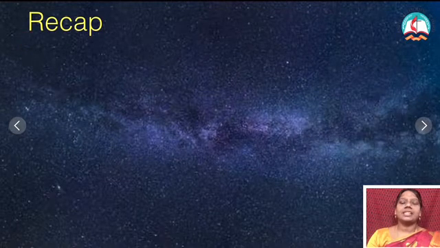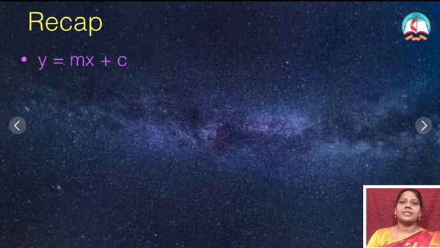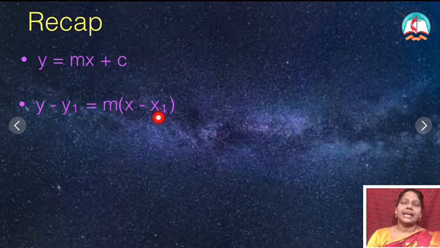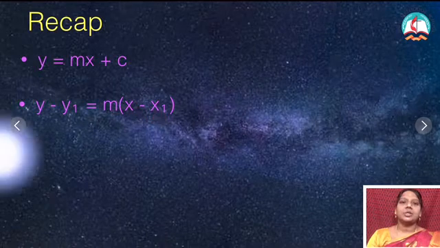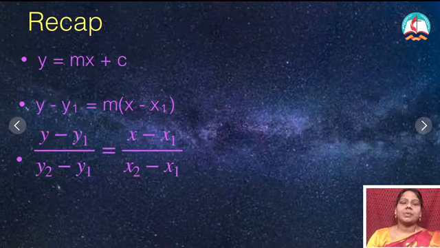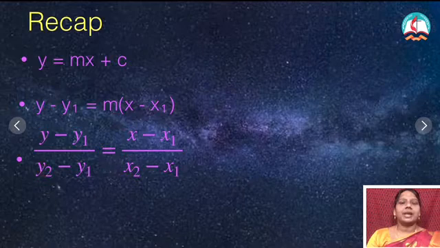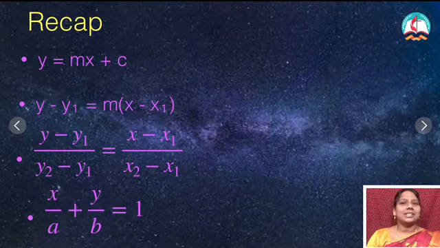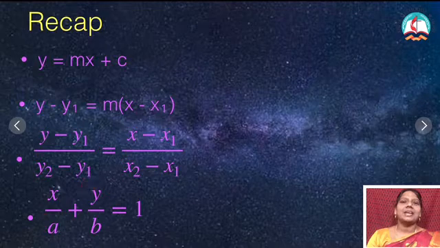The first one is we learned the slope and intercept form equation y equal to mx plus c, and one point formula y minus y1 equal to m into x minus x1, and then two point formula y minus y1 divided by y2 minus y1 is equal to x minus x1 divided by x2 minus x1. And what is the fourth form? Yes, intercept form x divided by a plus y divided by b is equal to 1.